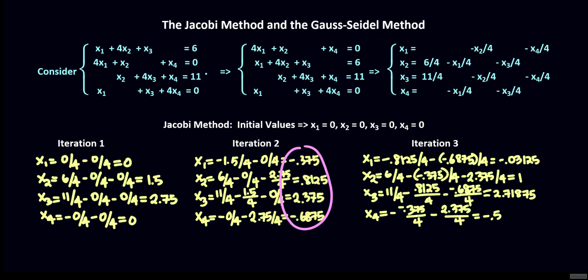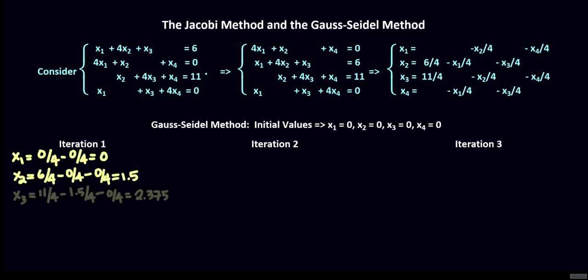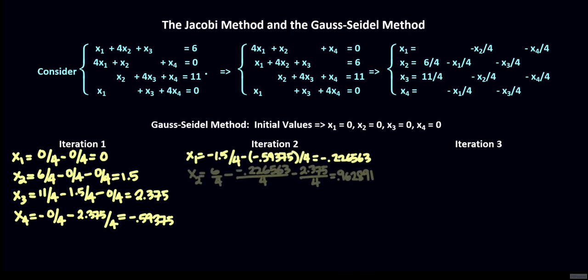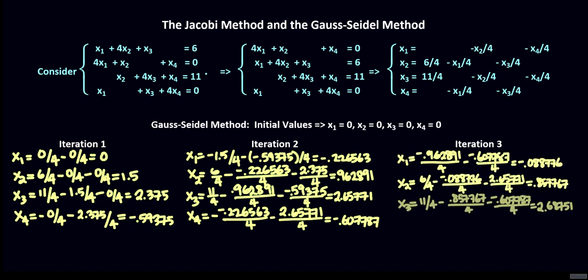Now, for the Gauss Seidel method, remember that we plug in the latest value of each variable. These are the results for iteration 1. These are the results for iteration 2. And these are the results for iteration 3.